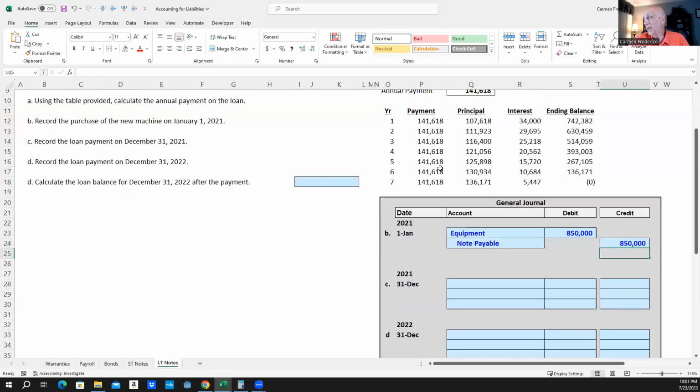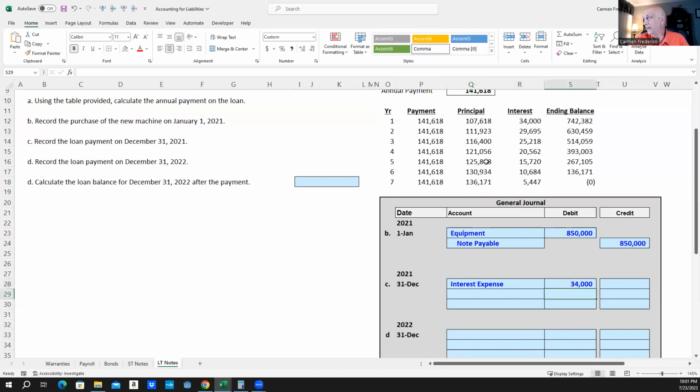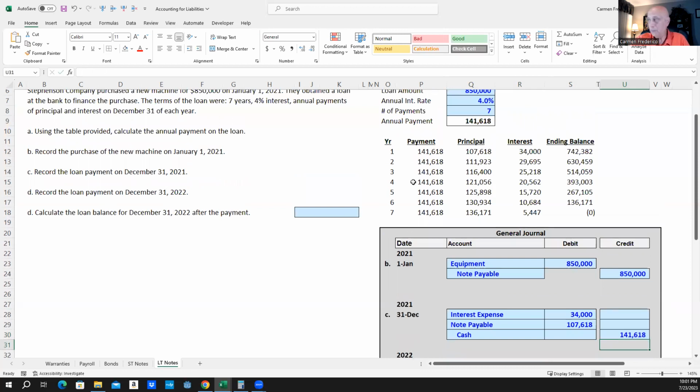And then what's the first payment? Well, we paid $141,618, of which 107 was principal and 34 was interest. So we can record that here. We have the interest expense. Let's find that interest expense. That's going to be the $34,000 right from this table. And then the principal we paid back of this note payable. So note payable is going down by the amount of 107,618. And then cash is flying out the door at the 141,618, the annual payment that was calculated from this amortization table using this payment calculation here.